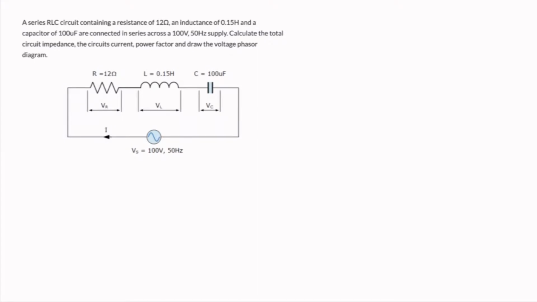At this point, we won't be able to solve the power factor just yet. We'll go back to solving the power factor after we've discussed the lesson on power in AC circuits.